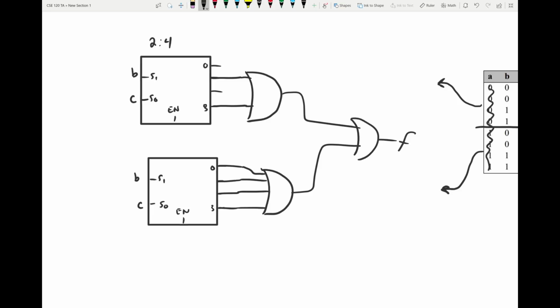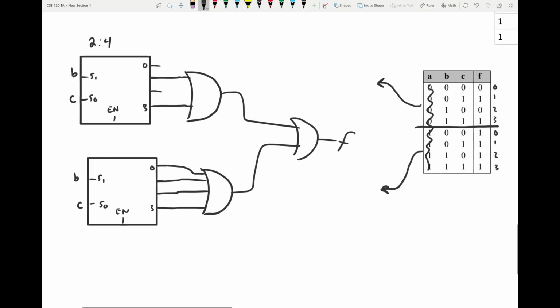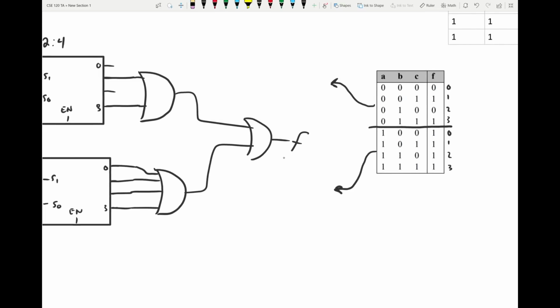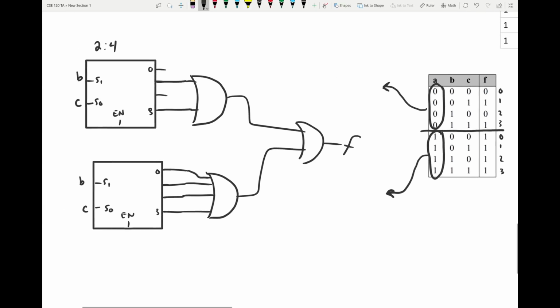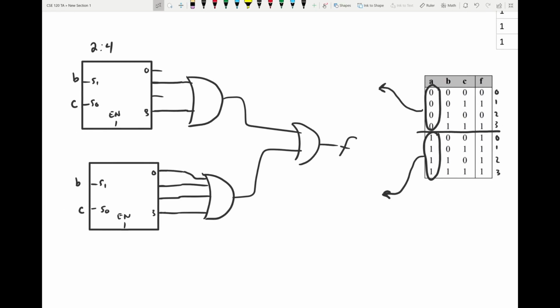But you'll notice we never used A, or at least not yet. A was how we were able to split it up, because for this bottom half, the entire time, A was a 1, and then for the top half, the entire time, A was a 0. So hey, maybe, if we use the enable, maybe we can make this split work.